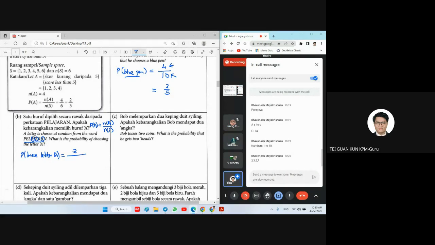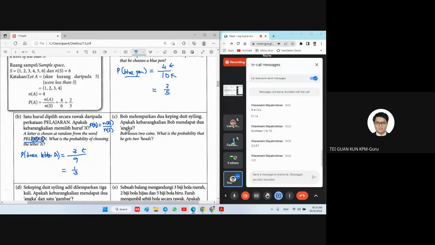1, 2, 3, 4, 5, 6, 7, 8, 9. So 9 lah. So 3 is the number of letter A. S is the total lah. Total letters in the word lah. So simplify lah. 3/9 berapa? 1/3 lah. Okay.